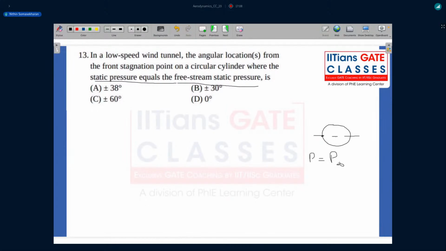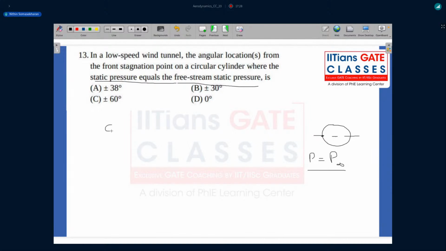Positively cambered at zero lift, Cl, can it produce lift? No, it can't produce lift. Zero lift angle of attack. If it is at zero angle of attack, it can produce lift. But if it is zero lift angle of attack, then it can't produce lift. Right? So your P equals P infinity.